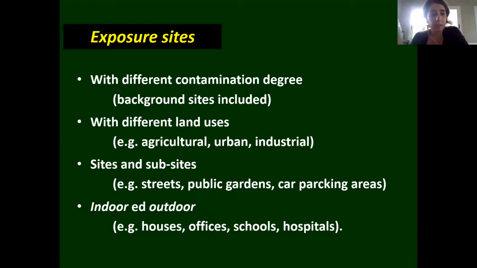In any type of site, we can also distinguish sub-sites. For example, inside the cities, we can expose moss bags in the streets, in public gardens, in car parking areas. But we can also evaluate indoor pollution, for example, inside houses, offices, schools. And we can compare the levels of contamination within and outside buildings.